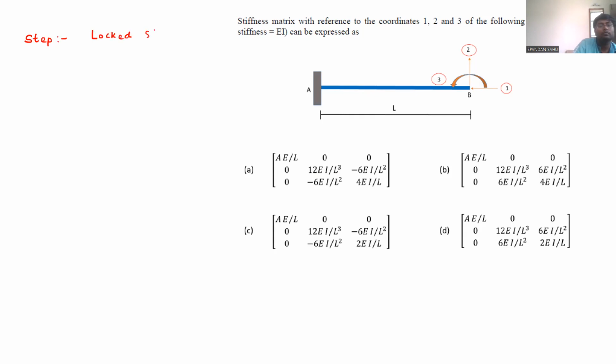Lock all the coordinates. If you lock, you will get what kind of structure? Fixed beam. This is step 1. Next step.